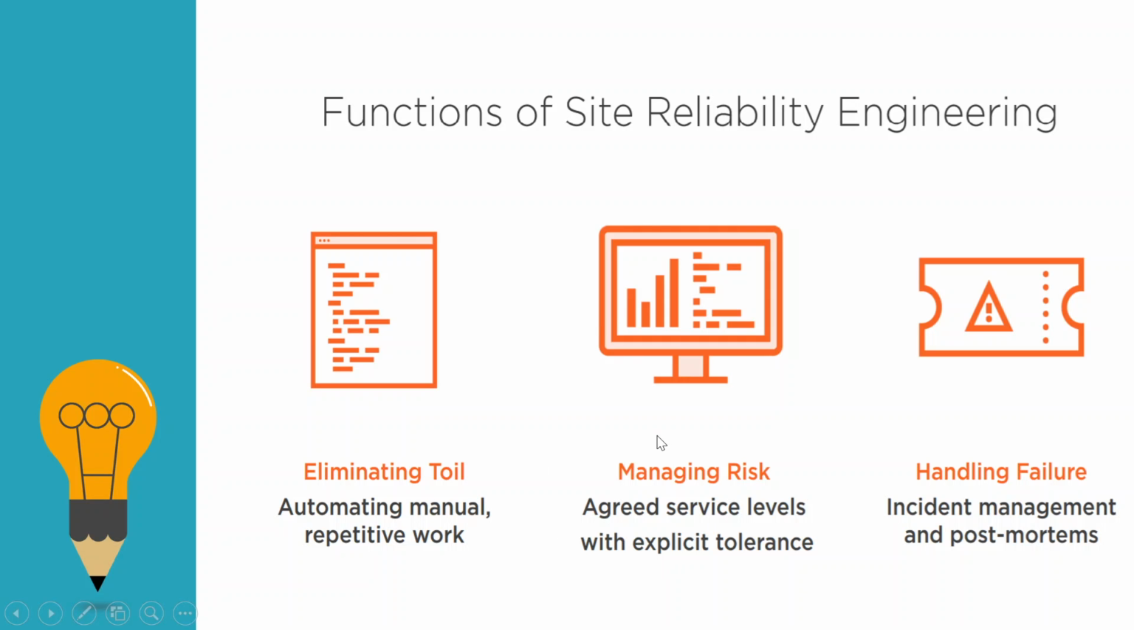And next is managing risk. As a project team, we need to accept risk. If we're introducing new features into production, we need to tolerate risk. When a particular feature goes out, we need to take care of how much risk it costs and how much we should manage. So we agree on service levels with explicit tolerance, and handle failures. Actually, bugs are common in production when we introduce more features. Generally, bugs will be common.